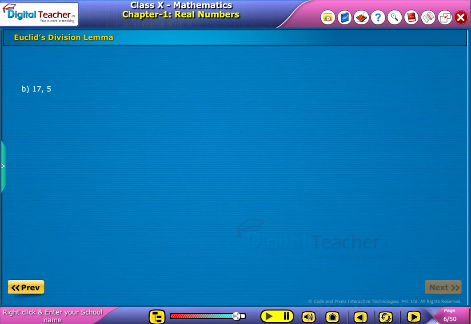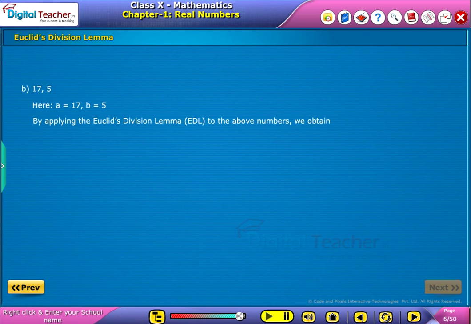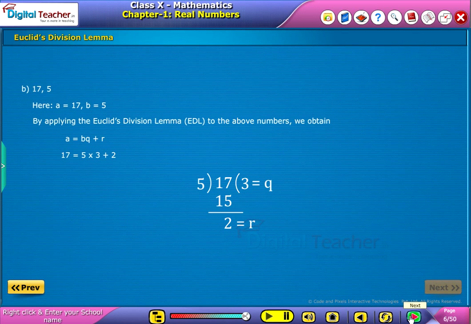Similarly, let's consider the second set of numbers, 17 and 5. Here, A is equal to 17, B is equal to 5. By applying Euclid's division lemma, EDL, to the above numbers, we know that A is equal to BQ plus R. So when 17 is divided by 5, we obtain quotient Q as 3 and remainder R equal to 2. Substituting the obtained values of Q and R in the above expression, we obtain both LHS and RHS equal.